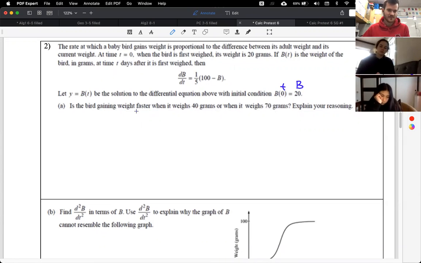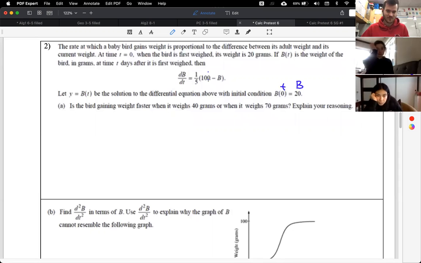Is the bird gaining weight faster when it weighs 40 grams or when it weighs 70 grams? Well, again, faster is speed. Speed is the first derivative. And hey, the first derivative is given to us in the problem. Literally what it's asking here is plug in 40 into this equation, plug in 70 into this equation. Which of those values is bigger? Because this is representing how fast the bird is gaining weight.